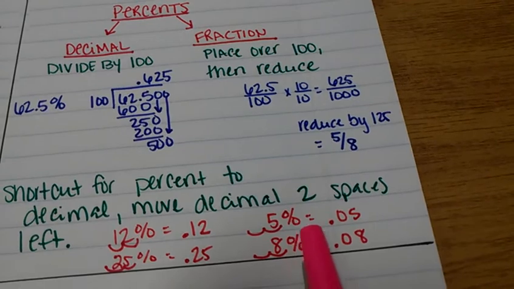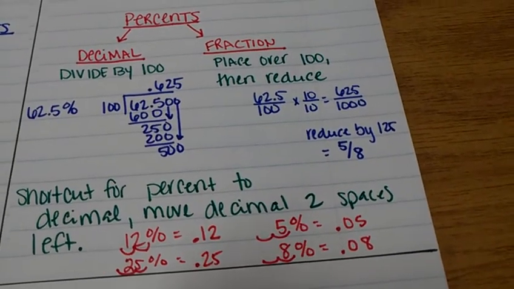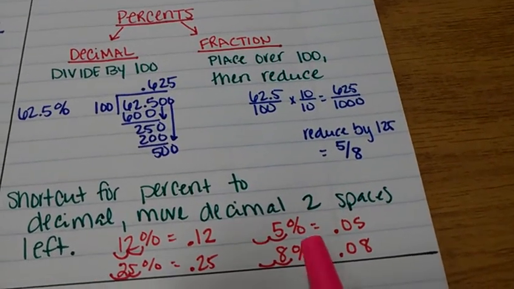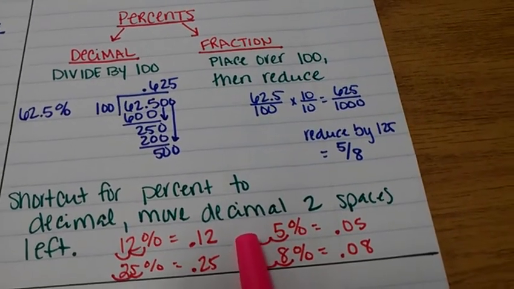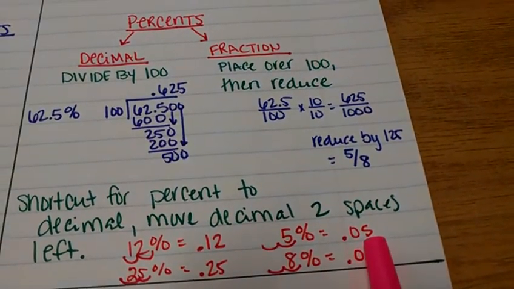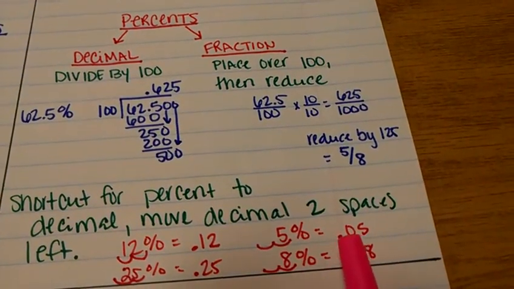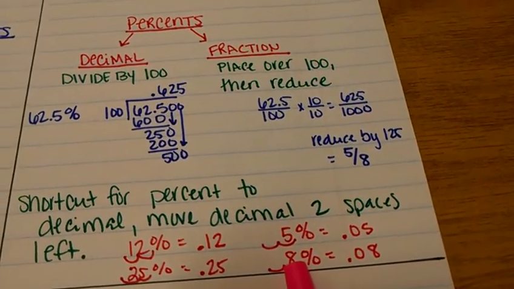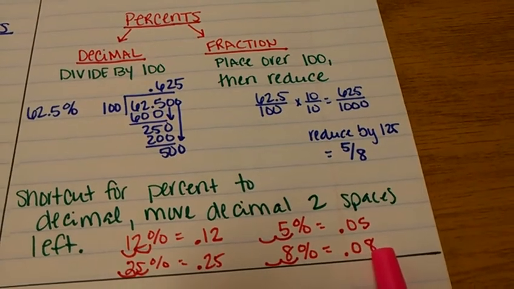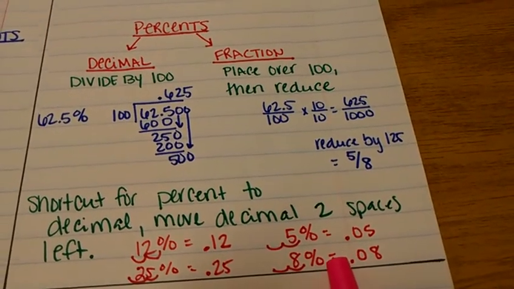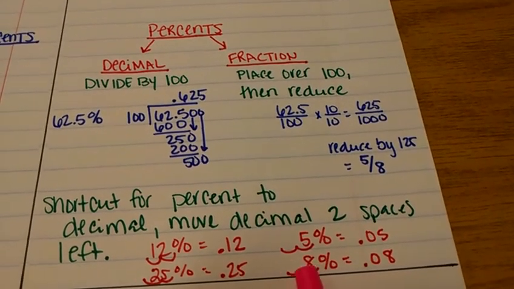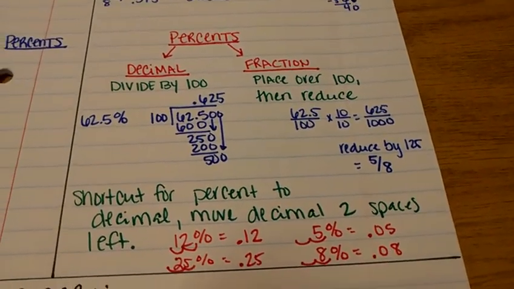Here's where it gets a little bit trickier, like if you've got a single-digit percentage. 5%, well, your decimal's here, you move it 2 spaces to the left, you've only got 1 digit, so you have to hold that empty space with a 0. So 5% becomes 0.05. 8% becomes 0.08. Okay, so it doesn't matter if it's only got 1 digit, your procedure still stays the same. Move it 2 spaces to the left, then you'll have to hold it with a 0.